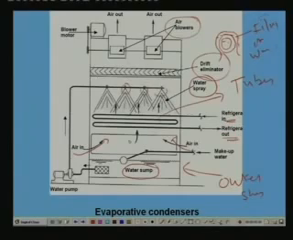Whatever you do, there will be some amount of water loss here because of the evaporation of water. So you have to continuously supply some amount of makeup water. The makeup water is supplied to this tank or to the water sump using a float type of valve. So, this is a typical evaporative condenser.